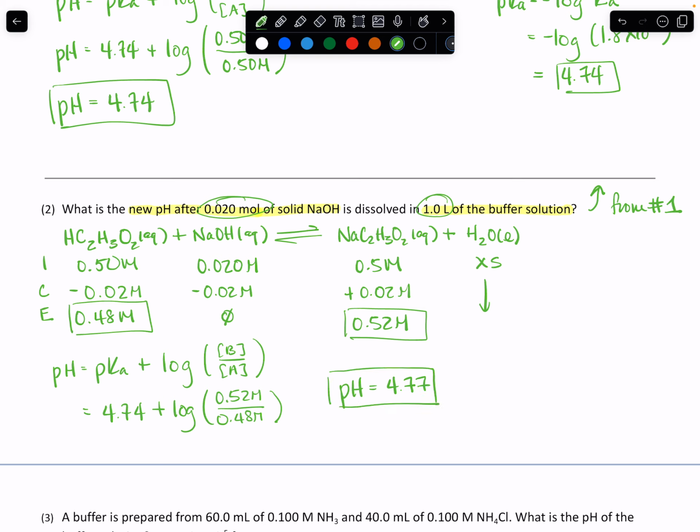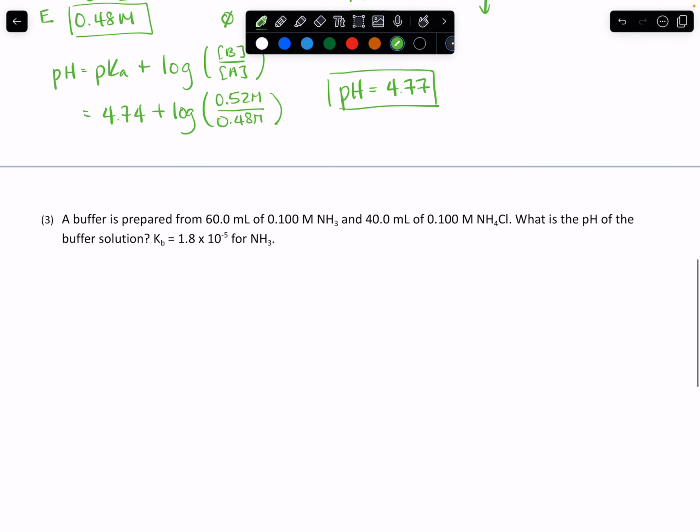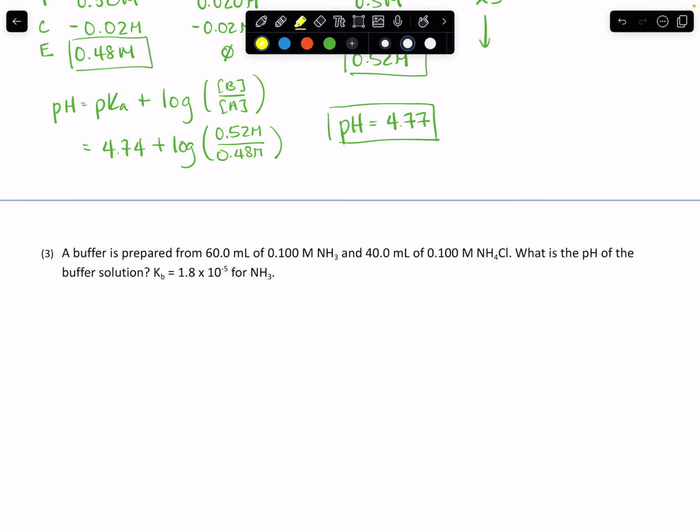So it's gone up a little bit, not a lot. I mean, we added some strong base, so if we added that to water, that pH would have jumped straight up to 12. But here it only went up by 0.03 pH units. Now I'm not surprised it went up because we did use up some of the acid in our buffer and formed a little bit more of our conjugate base. So it going up was okay, but it not shooting up is what tells us it's a buffer. Let's look at this next one.